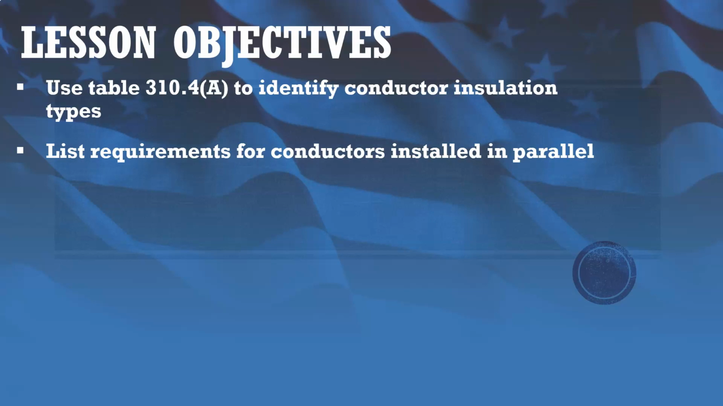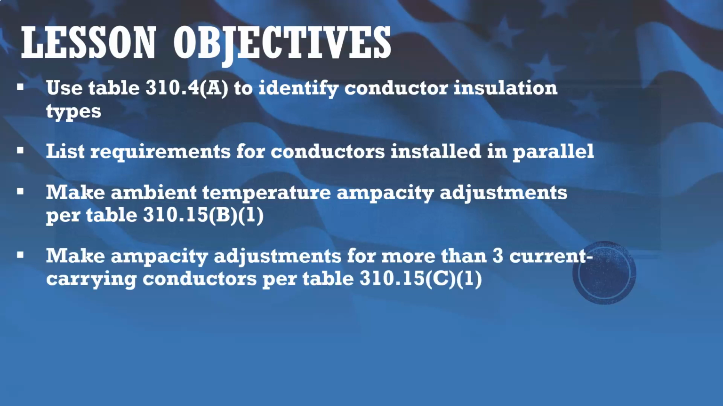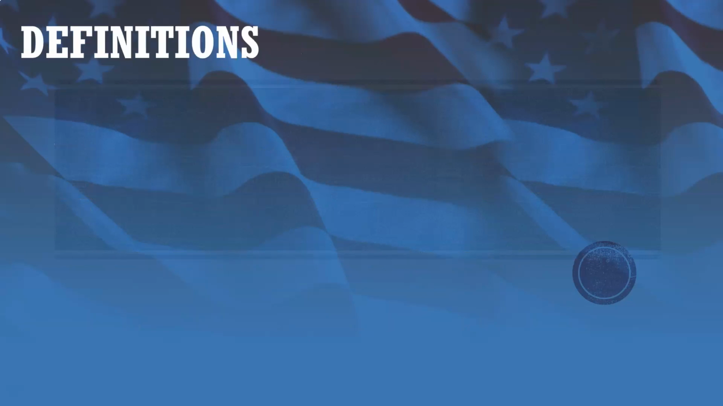requirements for conductors installed in parallel, make ampacity adjustments per Table 310.15b1 for ambient temperature, make ampacity adjustments for more than 3 current carrying conductors per Table 310.15c1, and use Table 310.15b16 to size conductor and copper and aluminum conductors.